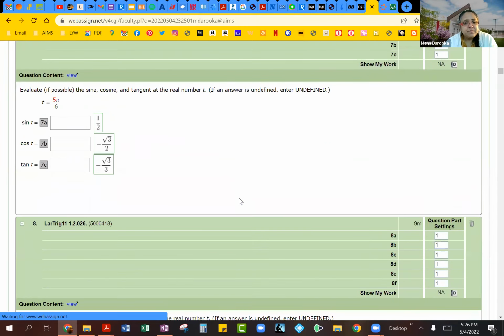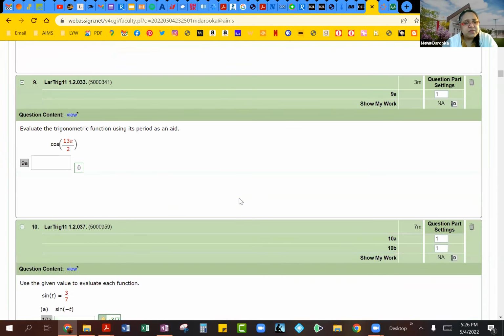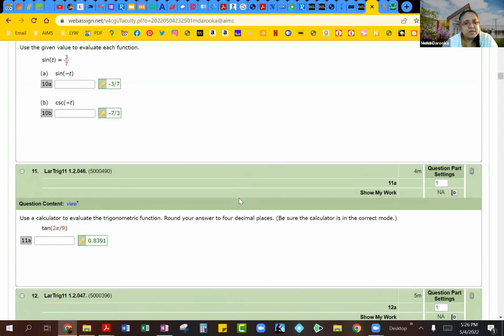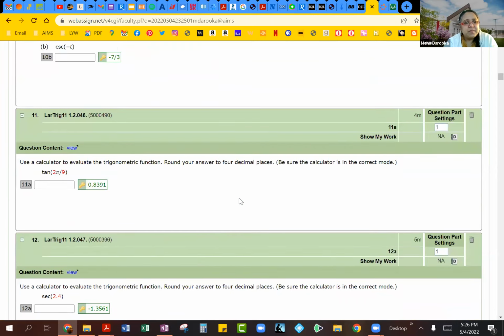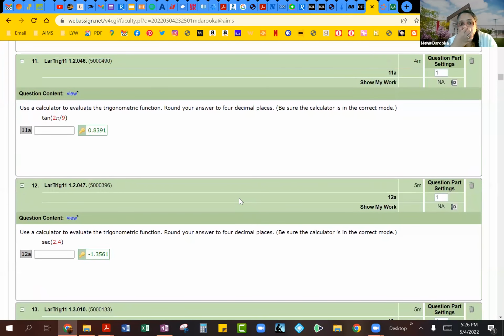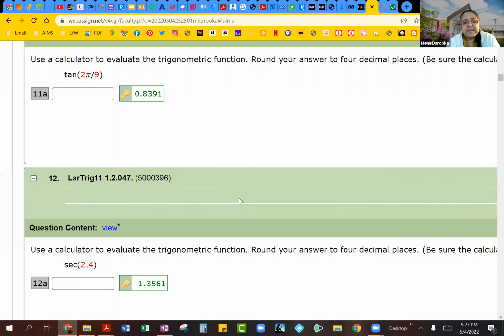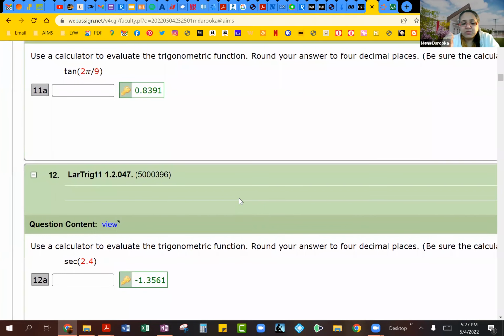Trying to see if I can show you another one where the repetition happens. Okay, so right over here, both of these questions are asking you to use a calculator to evaluate the trigonometric function. So again, one of them is giving you tangent of 2 pi over 9, but the other one says secant of 2.4, right? So again, just to make sure you guys are understanding that when you don't see the degree symbol, don't assume that the angle is in degrees. Again, these are both examples of radian.